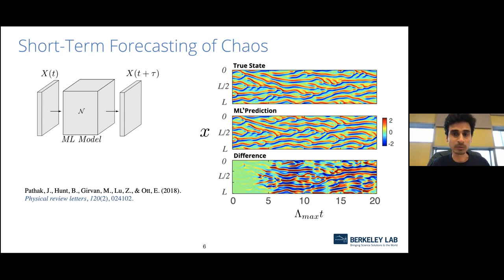As we can see, the machine learning model can predict the true state of the Kuramoto-Sivashinsky system really well for a non-trivial period of time, which in this case is about 5 Lyapunov times, where the Lyapunov time is 1 over the Lyapunov exponent. And that's really a nice result.